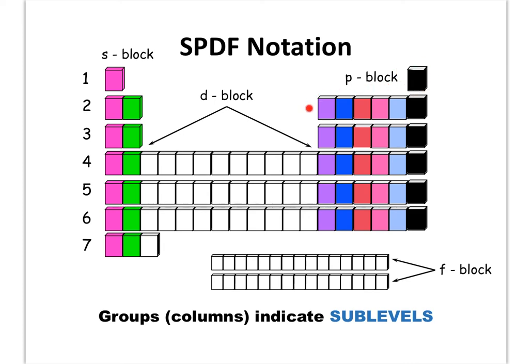Your P block is over here on the right, the group of 6. The D block's in the middle, and the F's are down below. So those are your sublevels on the periodic table, and you need to know where they're at. You need to be able to look at a periodic table and know where the S, P, D, and F are located. All right, so if you need to pause now, pause, and then move on to the next slide.